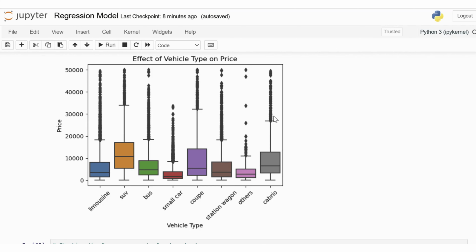This box plot shows that the vehicle type has a significant impact on the price of cars. SUVs and cabrios tend to have higher median prices, while small cars and limousines tend to have lower median prices. Each vehicle type also has its range of outliers, indicating variability in the prices within each category. This variability can be due to several factors such as the condition of the car, mileage, model year, and additional features. Let us now move on to exploring gearbox and its impact on price.